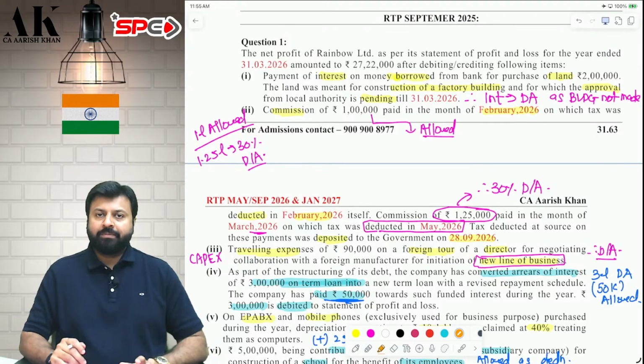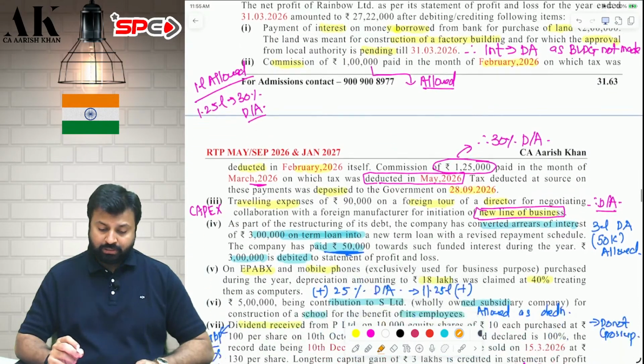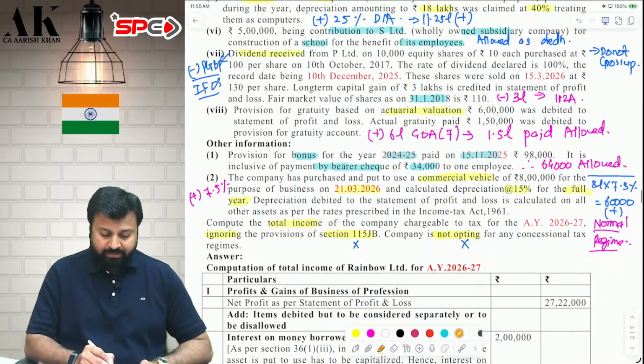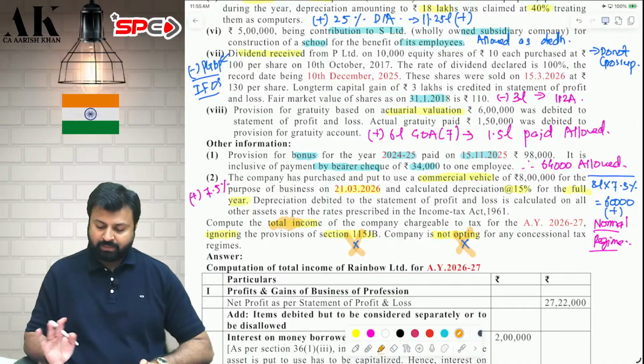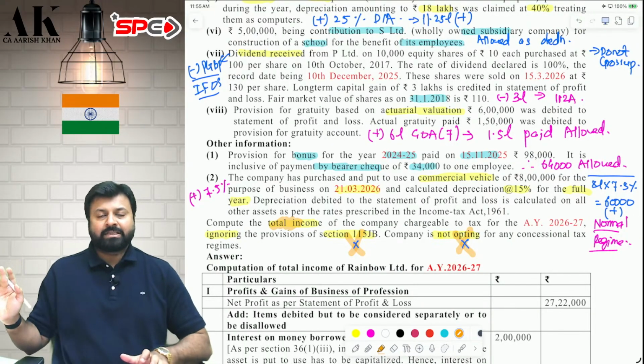Let's go ahead with the next RTP, that is RTP September 2025. Again, the first question is on total income. Now we need to read the last line. We need to compute total income as per the normal provision. Do not go for 115JB or do not go for concessional tax regime. Nothing has to be done. Just total income as per the normal provision. Not even tax computation is asked.